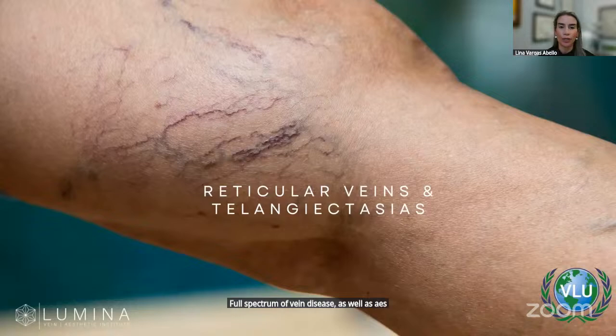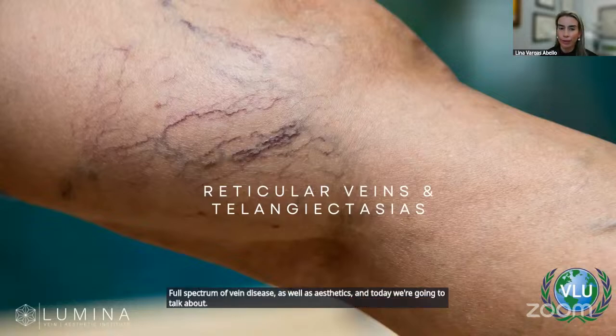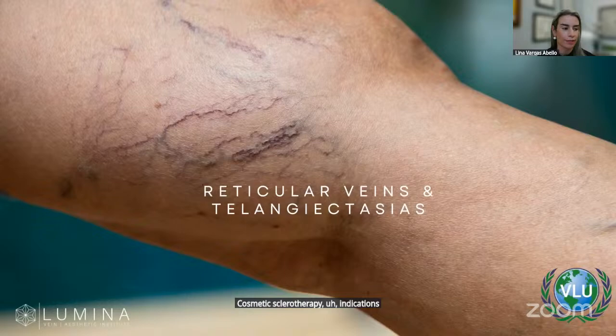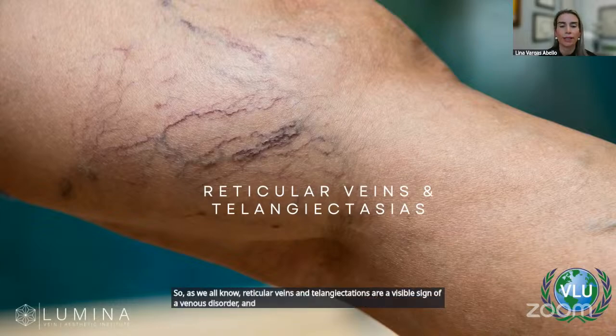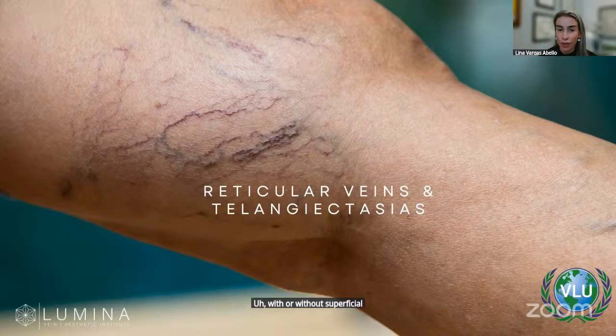And today we're going to talk about cosmetic sclerotherapy indications, discuss a case, and just share a little bit of how I do it. So as we all know, reticular veins and telangiectasias are a visible sign of a venous disorder, and they can be present with or without superficial or deep venous insufficiency.